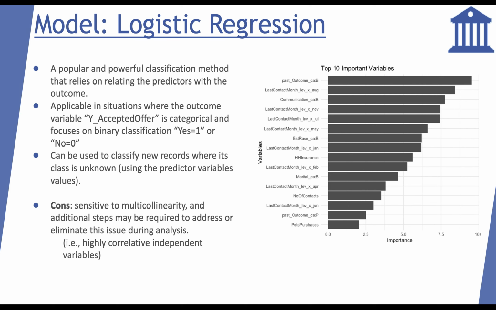Logistic regression. Logistic regression is a powerful classification method, and it relies on relating the predictor with the outcome. In the current situation, we have used the Y accepted offer column as a categorical variable, and we focused on binary classification. This model is sensitive, in the sense that it is affected by high correlation even between the independent variables.